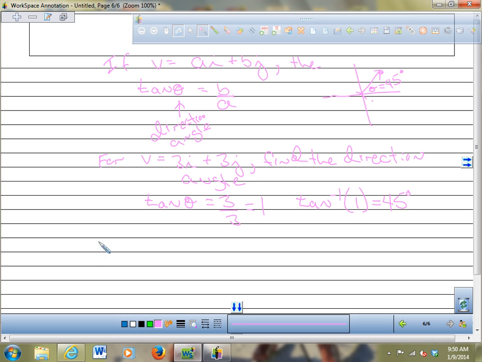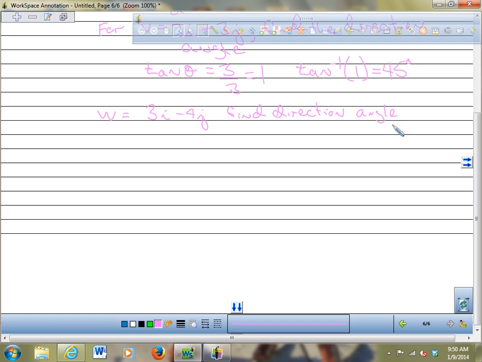However, if I have something where I have negative values, let's change the name of the vector instead of using u all the time. For w equals 3i minus 4j, if I said find the direction angle, it's a little trickier than that. First of all, which quadrant am I in if I'm going over 3 and down 4?